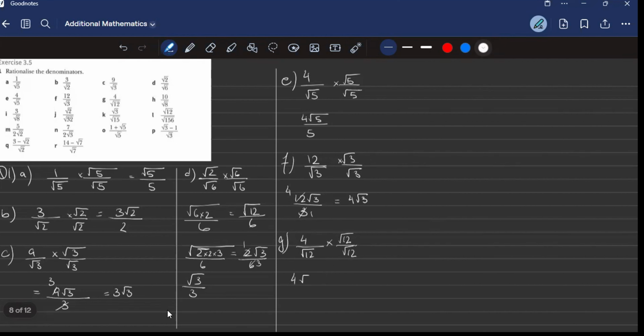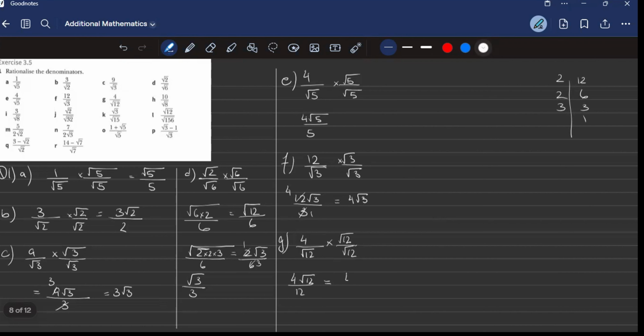So 4 under root 12 divided by what? 12. And again, we know from the previous parts that under root 12 is equal to 2 under root 3, because we have found out the factors. 12, 2 sixes are 12, 2 threes is 6, 3 ones is 3.